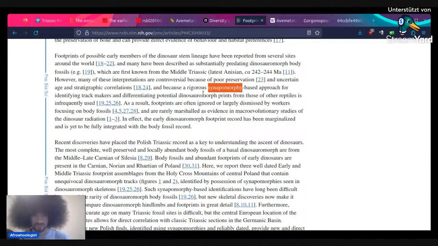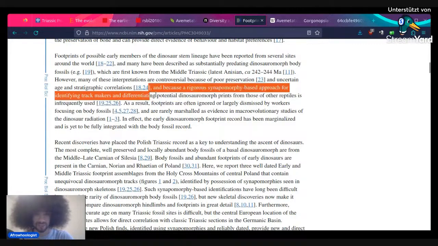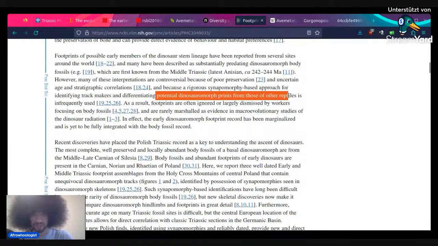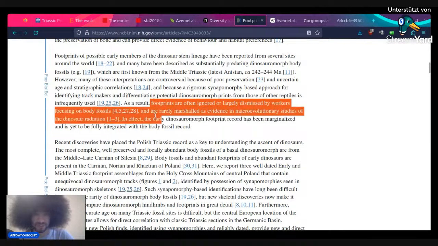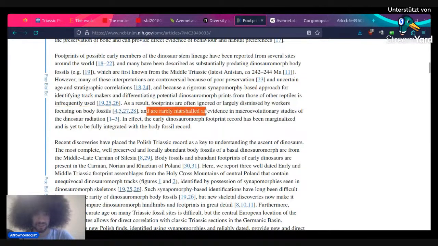So trying to identify track marks based on those is difficult. Differentiating potential dinosaur morph traits and those of other reptiles is infrequently done. So again, you don't know if the tracks you're seeing come from a dinosaur morph, a squamate, a testudine, or any other type of early reptile that was around at this time. You don't know if this is a rhynchocephalian or an archosaur. So again, who knows? As a result, footprints are often ignored or largely dismissed by workers focusing on body fossils and are rarely marshaled as evidence in macroevolutionary studies of dinosaur radiation.